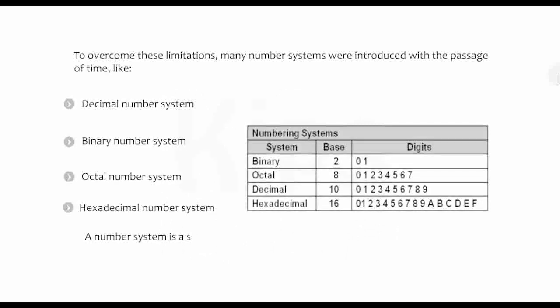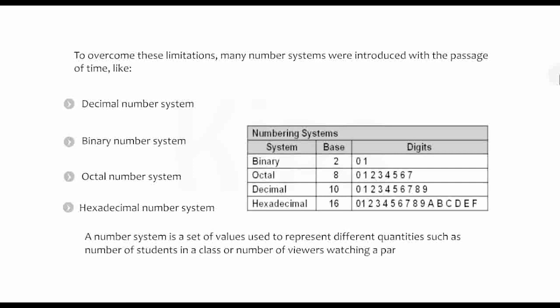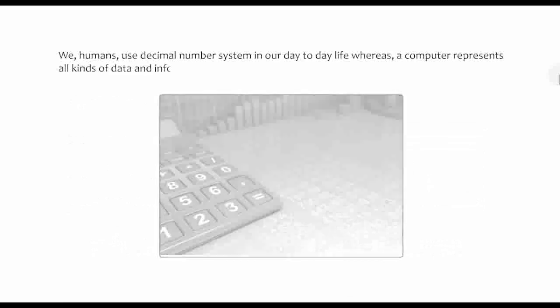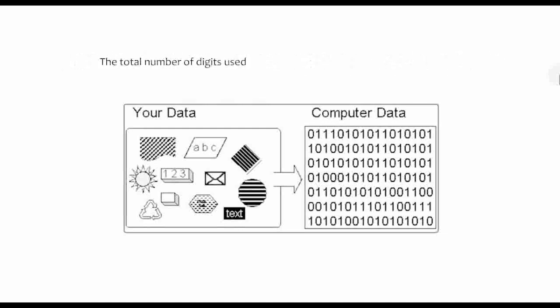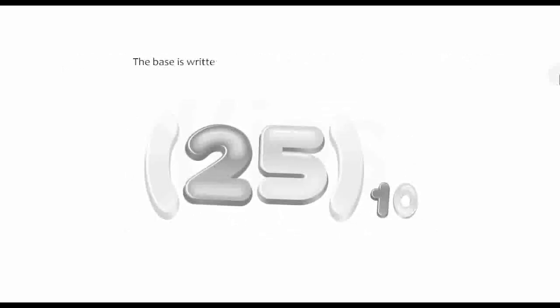A number system is a set of values used to represent different quantities such as number of students in a class or number of viewers watching a particular show, etc. We humans use decimal number system in our day-to-day life, whereas a computer represents all kinds of data and information, text, numbers, graphics, etc. in binary number system. The total number of digits used in a number system is called its base or radix. The base is written after the number as subscript, such as 25 raised to power 10.